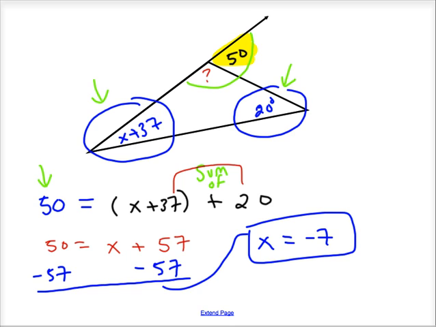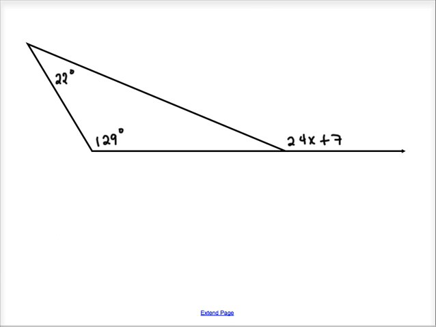Let's take a look at another example. Okay, so we have three angles. We got 22 degrees, 129 degrees, and the exterior angle now is 24x plus 7. Okay, so who can write an equation using the exterior angle and the non-adjacent angles? Let's go with that strategy. What is my equation with the exterior angle and the two non-adjacent angles?